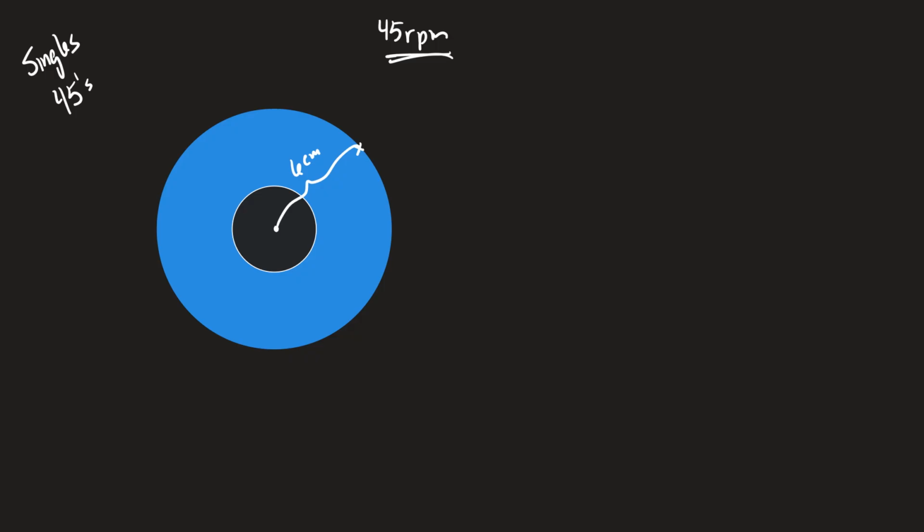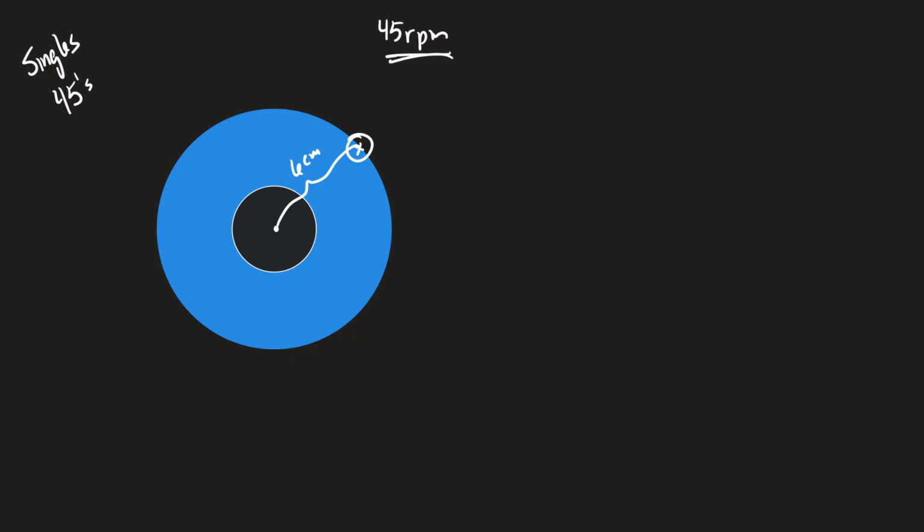So again, the question I'm asking that I'm hoping you guys will figure out, and I'm going to work it with you, is how fast is a point on the edge of the record going? What is its tangential velocity when the record is being played? Everybody have the problem in their head?